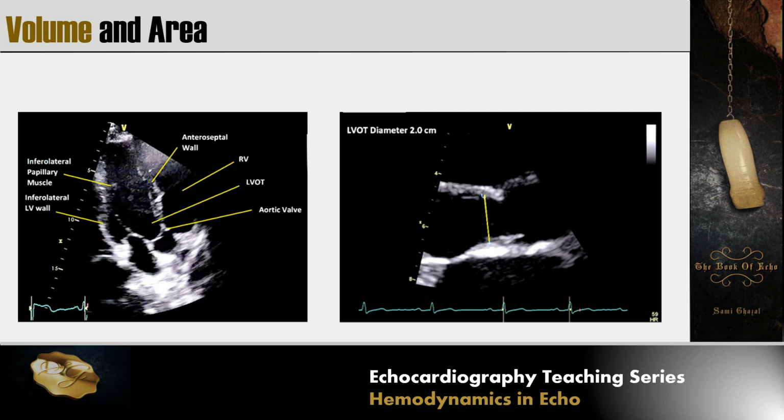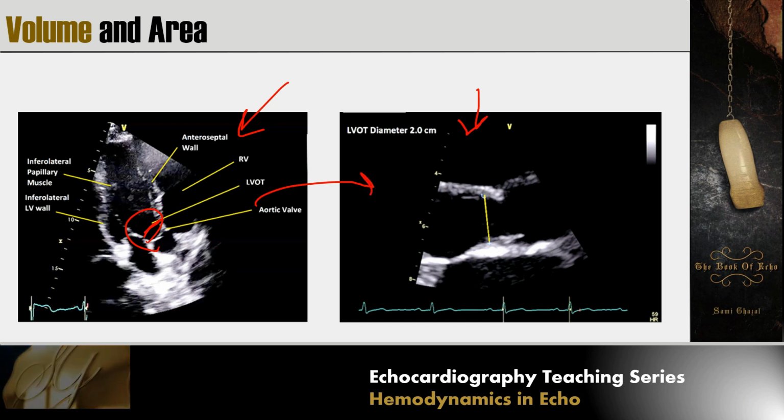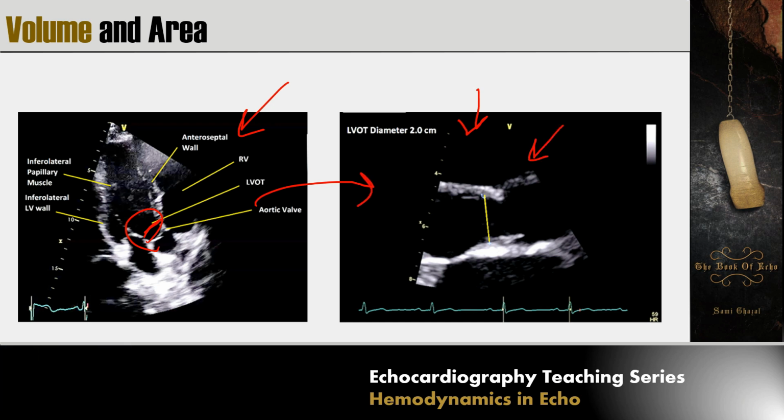LVOT diameter is measured in left parasternal long axis here, because here it's utilizing the axial resolution, which is the resolution in the y-axis. However, in this image here, we utilize the lateral resolution, or the resolution on the x-axis, which is much less than the axial resolution. So this is the parasternal long axis view, which is recommended to be used in measuring LVOT diameter.